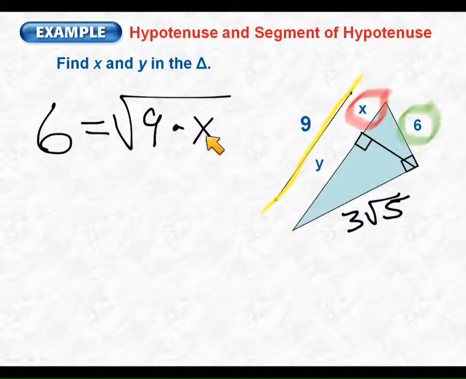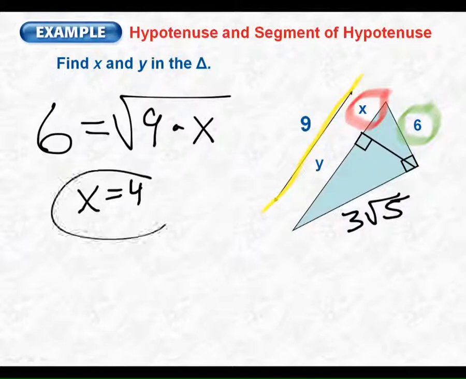It's 6. So looking at this problem, what does this square root have to be so that it spits out a 6? What does this entire thing have to be? Has to be 36, right? So what does x need to be so that that's a 36? X is 4. Right? Again, I used that last theorem we just talked about.